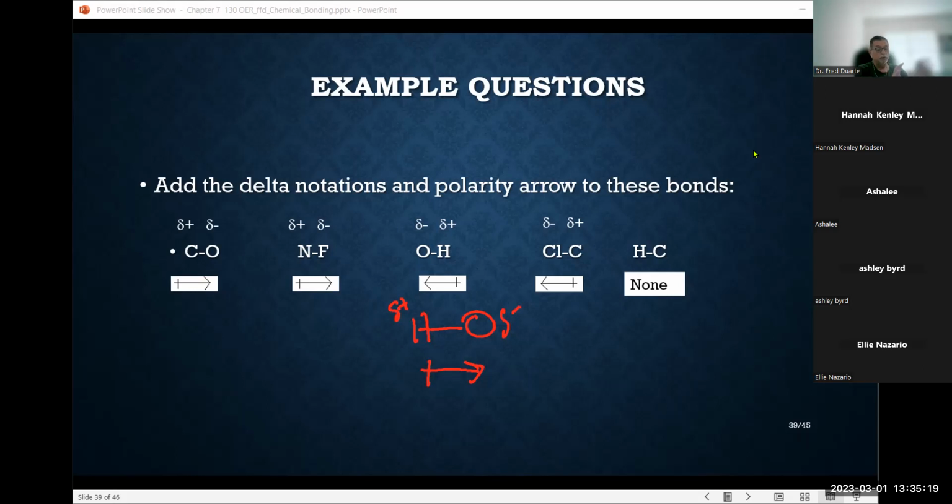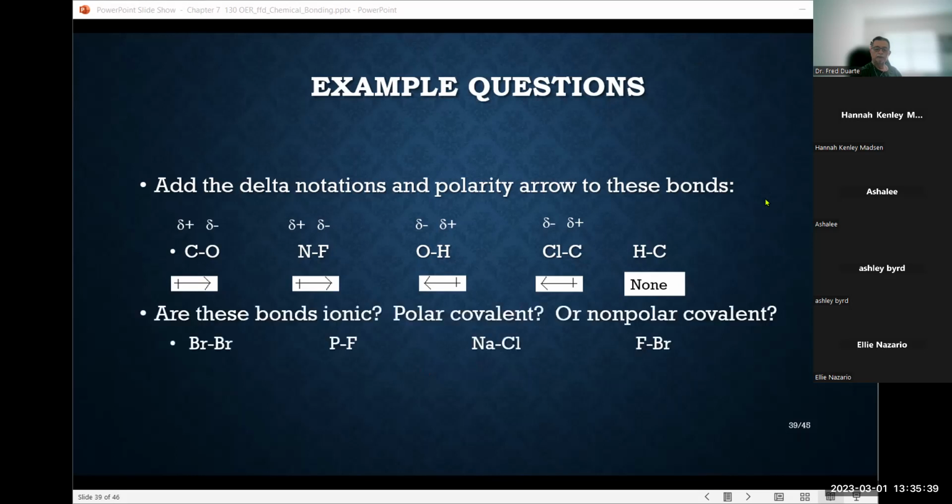At this point, we're just simply talking about the bonds. The next step is to take that information and apply it to the full molecule. This question asks you, are these bonds ionic? If they are ionic, then just identify who the ionic bonds are. If not, they must be covalent. If they're covalent, which ones are polar, which ones are nonpolar?